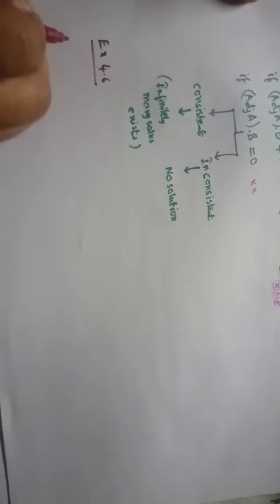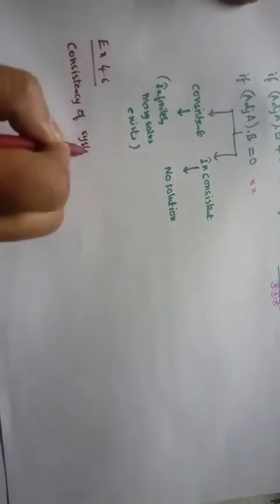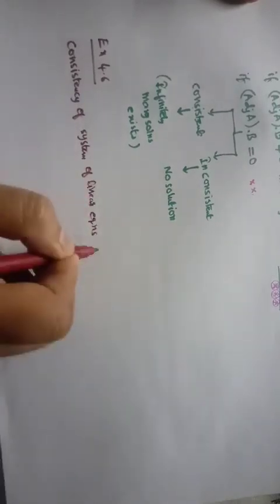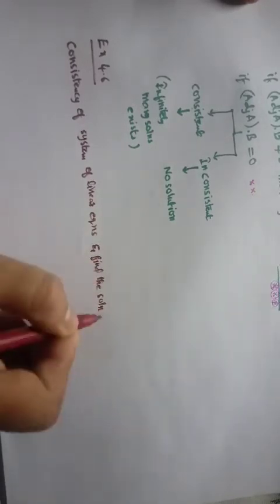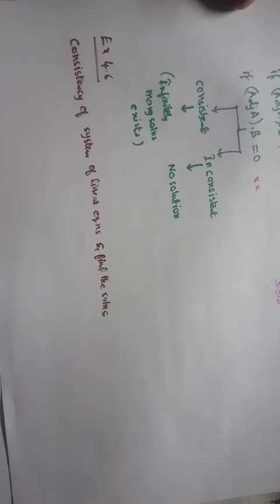Now next, coming to exercise 4.6, we'll see: examine the consistency of system of linear equations and find the solutions. If such a question is given, first of all we need to check whether it is consistent or inconsistent. Then if it is consistent, we are required to find out the solution for it.